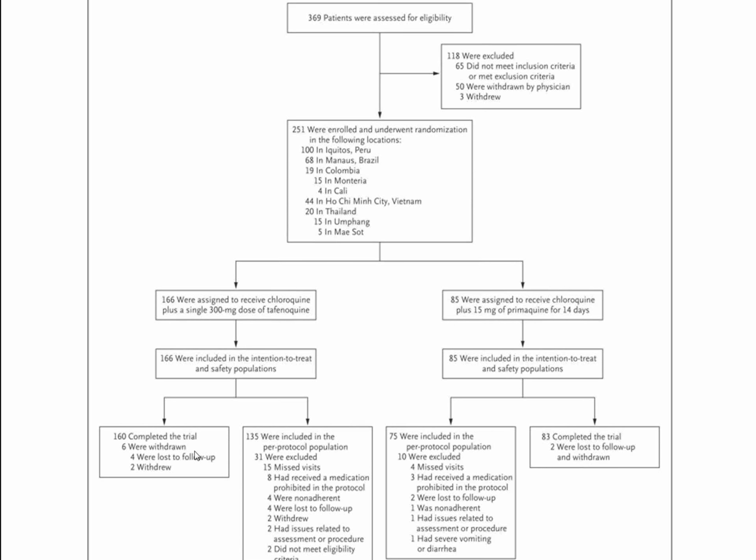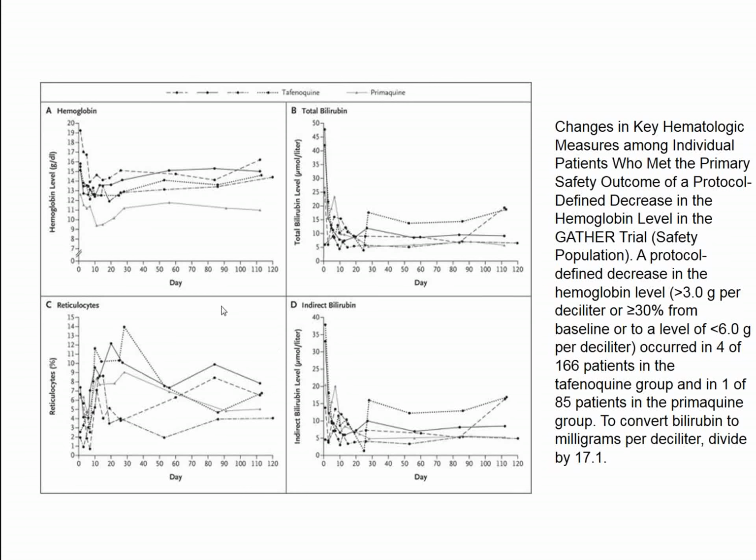And then there were some patients that were lost to follow-up, or people that didn't take the stuff, and these various problems that we have in clinical research. Again, a drop in hemoglobin. Now, why this one group had a hemoglobin of 19 grams, I don't really understand that.